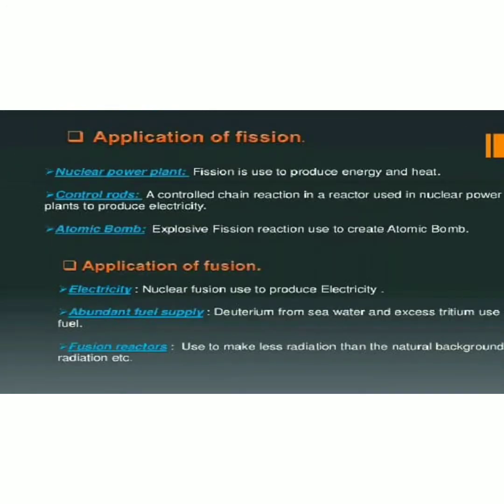There are two types of application that can be found in fission and fusion. For fission, it can be used for a nuclear power plant. Fission is used to produce energy and heat. For control rods, a controlled chain reaction in a reactor can be used in a nuclear power plant to produce electricity. For the atomic bomb, an explosive fission reaction is used to create the atomic bomb.